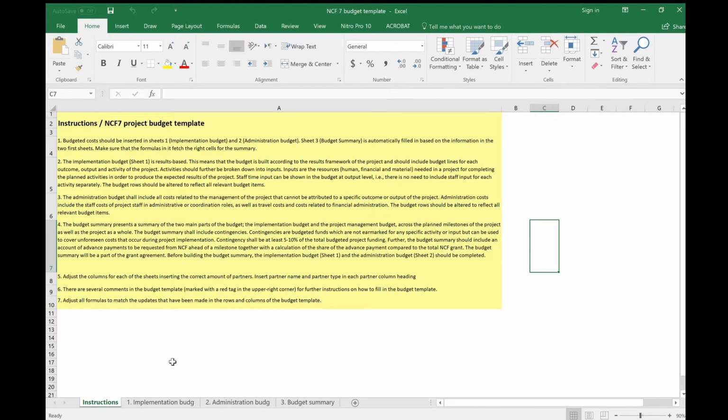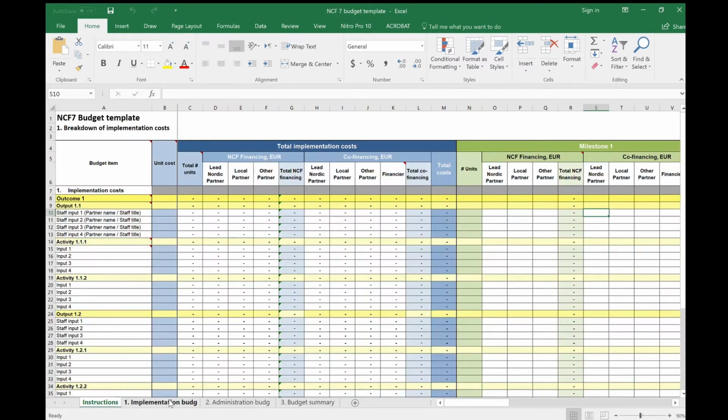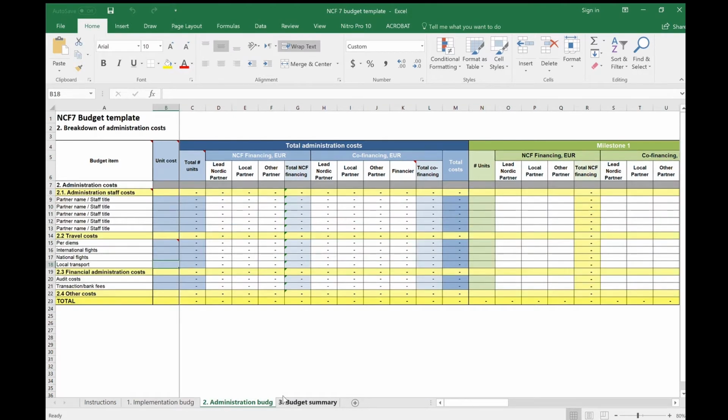It is available under section 7.2 Project Budget. The budget template includes 4 sheets. The first one has written instructions on it. The next 2 sheets are for presenting the implementation and administration budgets. And the fourth one gives a summary of the budget.